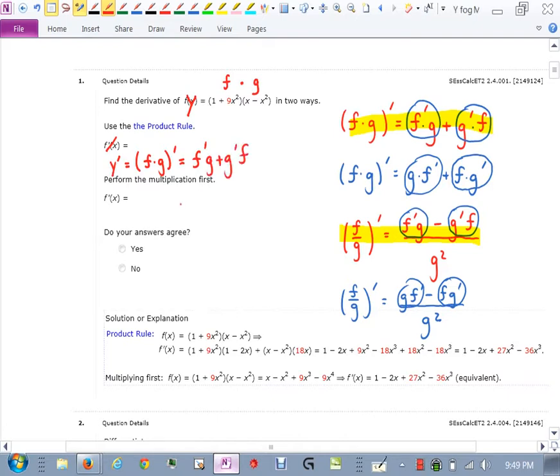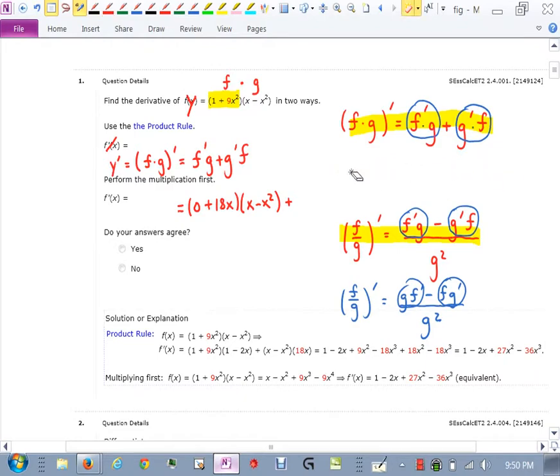Now, f prime is the derivative of f, which is here, and I can do that term by term. The derivative of 1 is 0. The derivative of 9x squared is 18x. Now that's f prime. Now I need g. G, I don't do anything to it. And then I have plus, get rid of all this here.